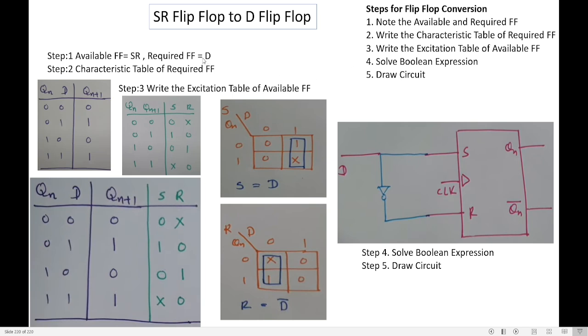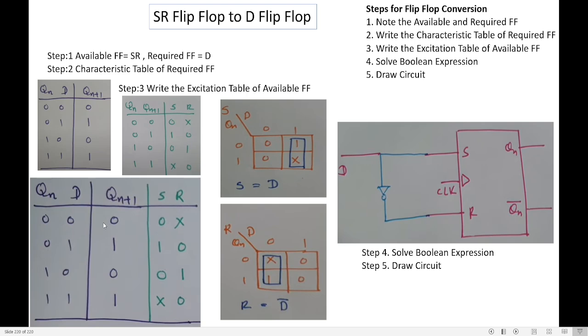So I need to write the characteristic table of D flip-flop, the required flip-flop. In the third step, I need to write the excitation table of the available flip-flop. So what is the available flip-flop? SR. So I need to write the excitation table of the available flip-flop here. After writing the excitation table of the available flip-flop, now come to the next step.